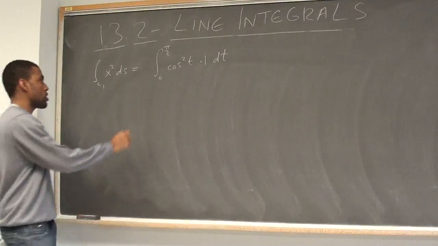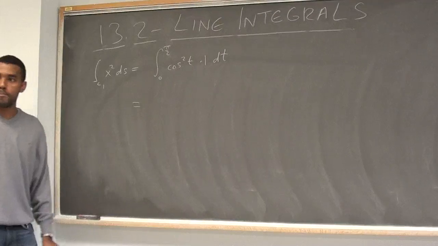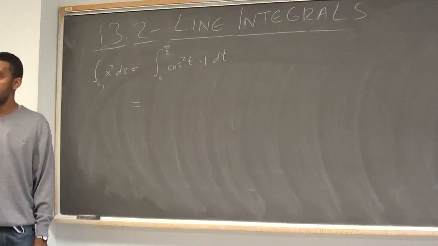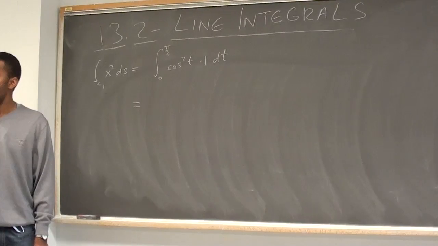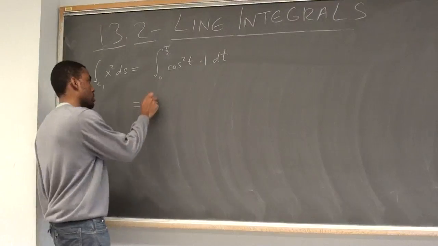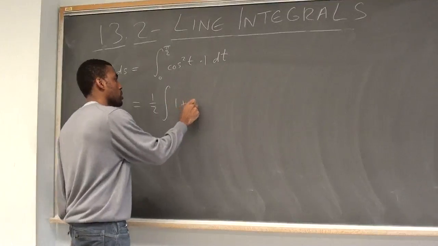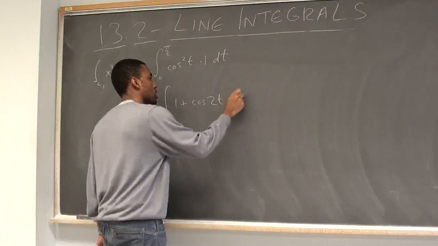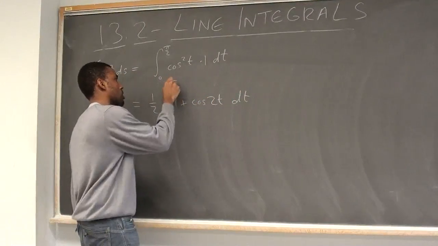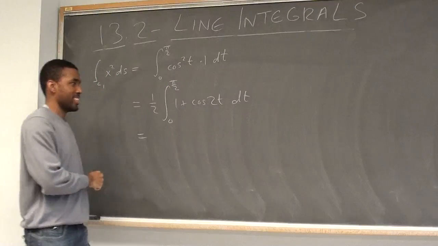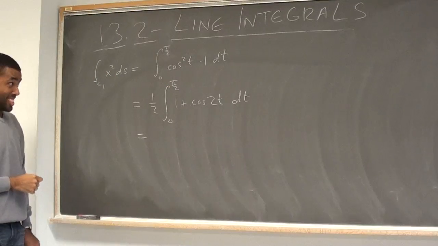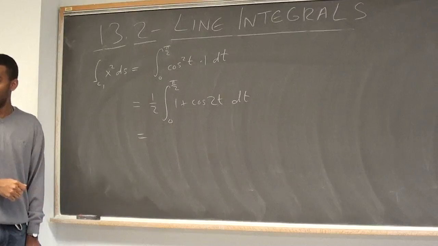Okay. How do you integrate cosine squared? You have to use substitution. No, it's the double angle formula, right? 1 over 2 times 1 plus cosine 2t. I hate that formula, but I feel it. You've got to learn to like it in this class. Okay, so now what?